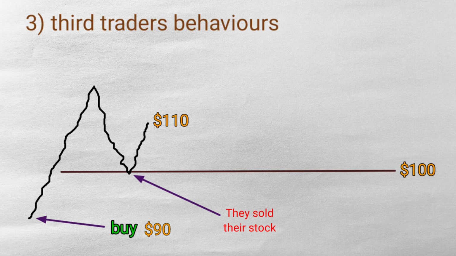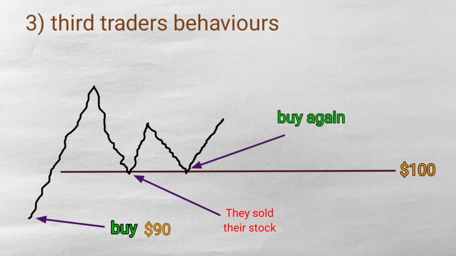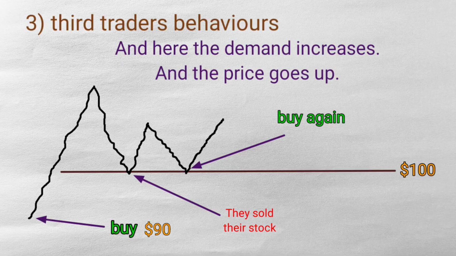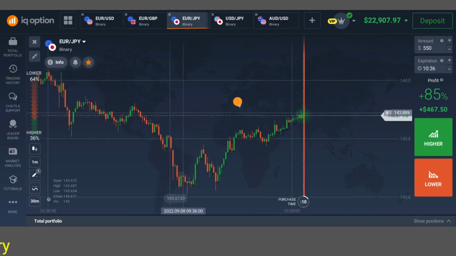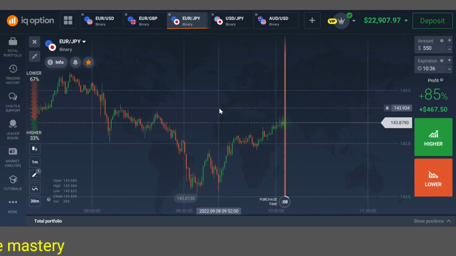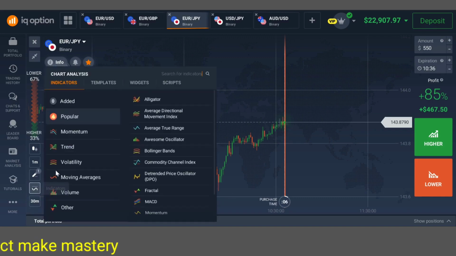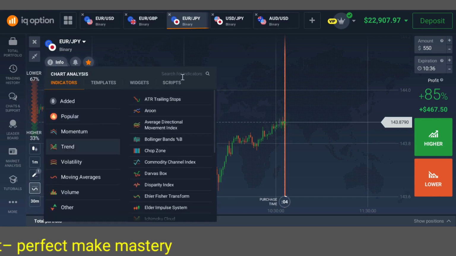Now they want to re-establish their long position and buy back at the same price. They sold at $100. They have changed their sentiment from sellers to buyers. They regret selling and want to right the wrong, and this creates more demand. So there are three types of traders in the market due to which the support level is created, and the same goes for resistance.